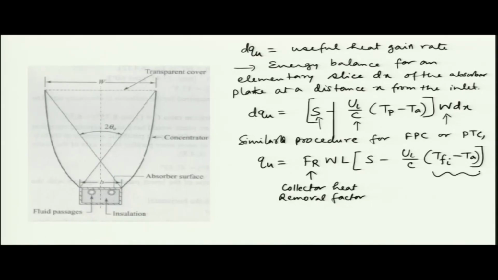You can write in terms of the fluid inlet temperature and the ambient temperature, isn't it? This you have seen earlier. The only thing you need to pay attention to is here: you are using the aperture width, not the receiver width. And here we introduce the concentration ratio. So, these two you need to pay attention to, unlike the previous cases.